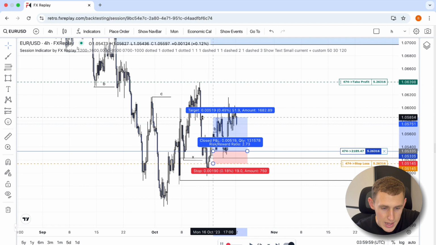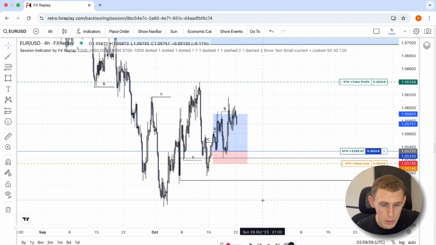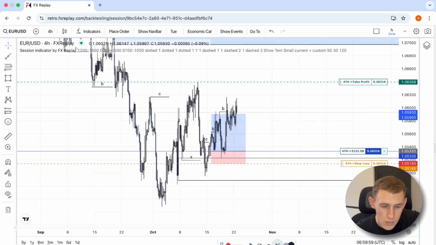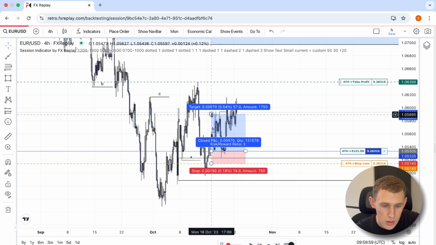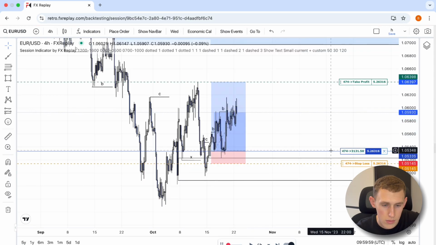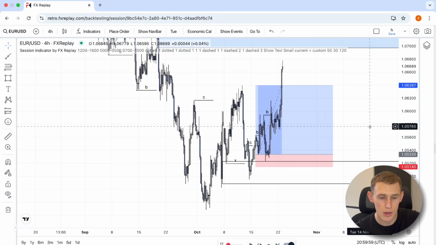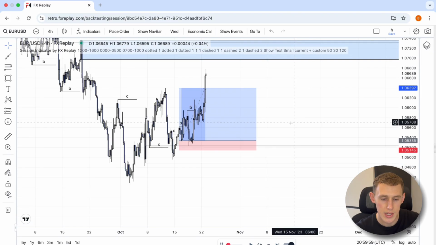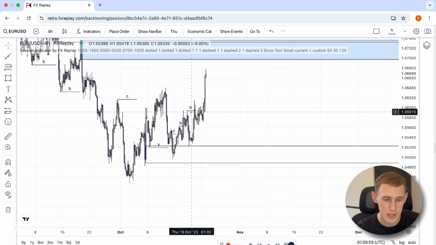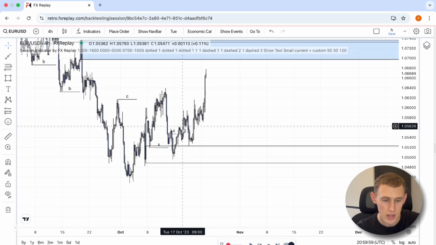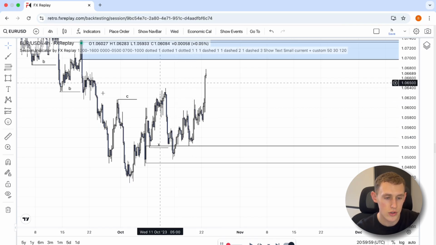I don't really like how this pullback looks at the moment. Actually, yeah, I'm just going to keep holding this. Let's see what happens. Nice, there we go. So I think that was the best trade of the session so far. We hit 5.6R on that trade. And yeah, just very clean trade overall.